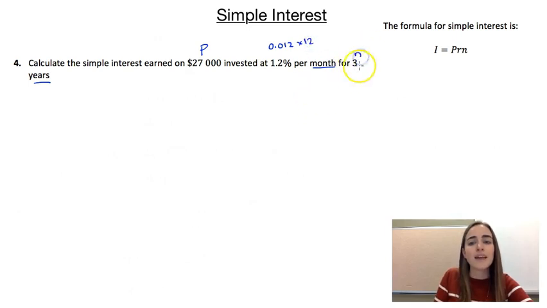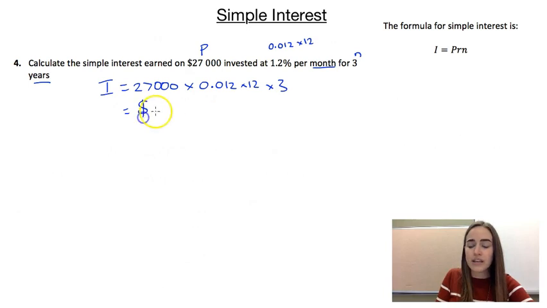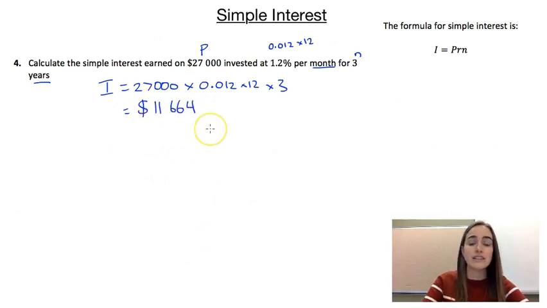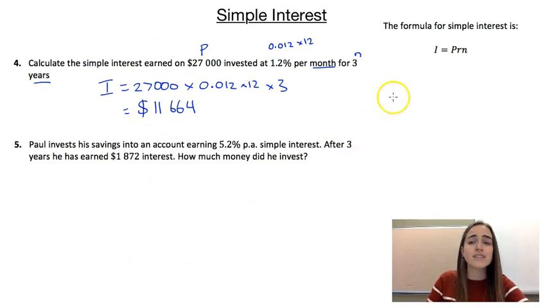And then my N is my 3 years. So my interest is going to be the $27,000 multiplied by 0.012 times 12 multiplied by my 3. And that's going to give me $11,664 interest. So far, all of our examples in this formula, we've been calculating the interest. But we can also be asked to find the principal or the rate or the number of time periods.